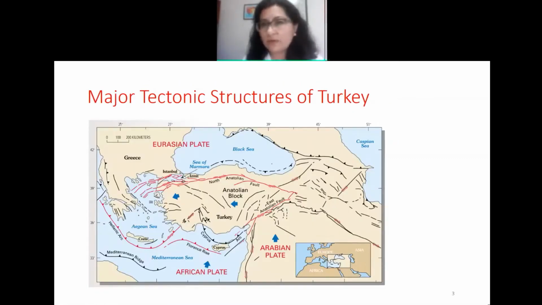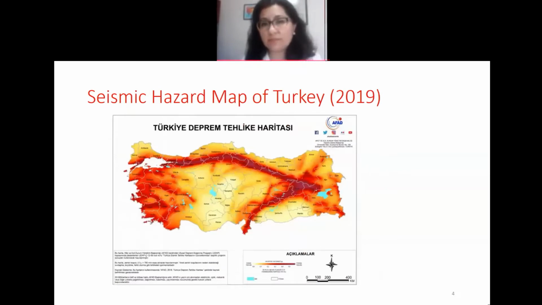These are the major tectonic structures of Turkey. I am not going to go into the source; Arda Hoca has already done it. But most of the earthquakes that we hear about are happening on the East and North Anatolian faults, or in the Aegean area where the Samos event has occurred. Our recent seismic hazard map of Turkey gives us similar hazard areas.